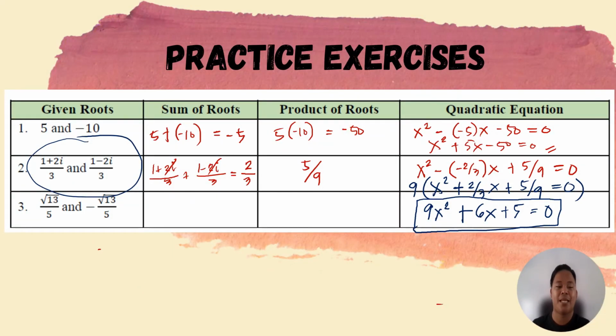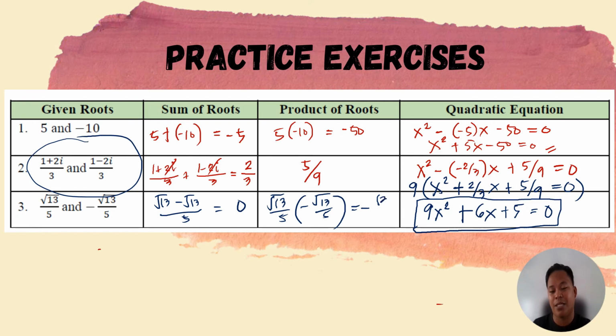For number 3, we have square root of 13 over 5 and negative square root of 13 over 5. So they are inverses of one another. So the sum is equal to square root of 13 minus the square root of 13 all over 5 is 0. Since square root of 13 minus the square root of 13 is 0. And the product, square root of 13 over 5 times negative square root of 13 over 5. So positive times negative is negative. And we can cancel the radical sign. So we have here 13 over 25.